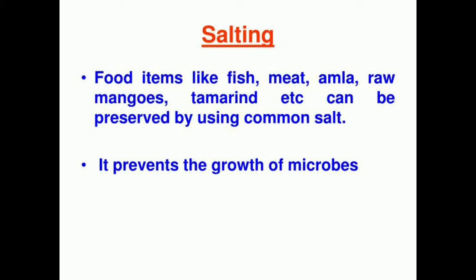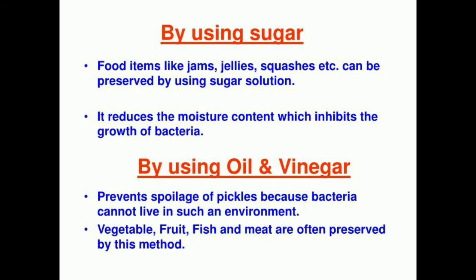The next method of food preservation is by using sugar. Food items like jams, jellies, squashes, etc. can be preserved by using sugar solution. The addition of sugar solution will reduce the moisture content and it will prevent the growth of bacteria in such food items. This is how we prevent the attack of microorganisms in food items like jams, jellies, squashes, etc.